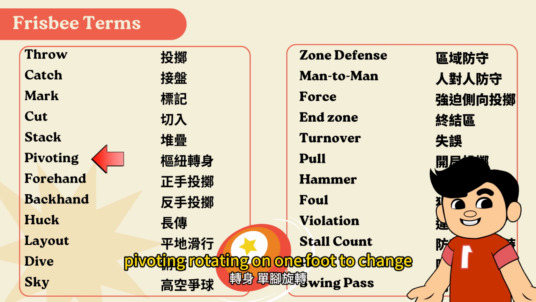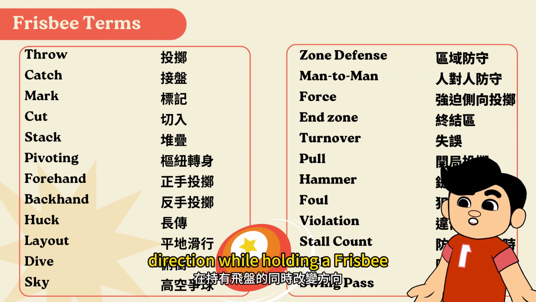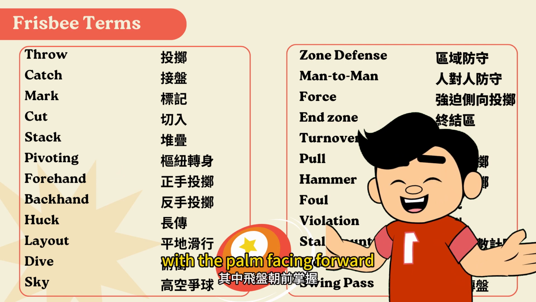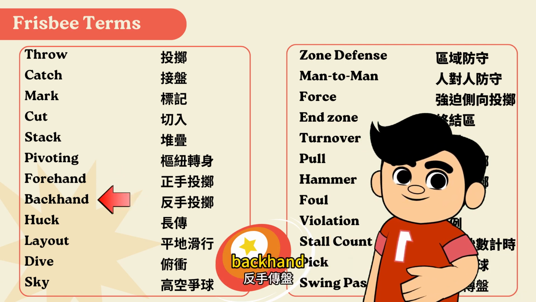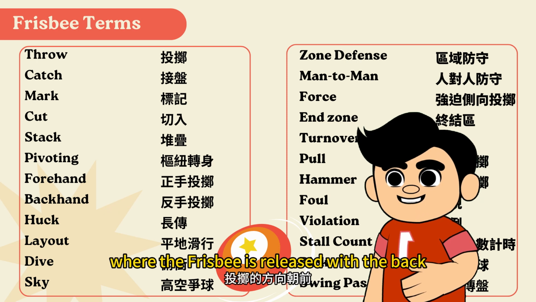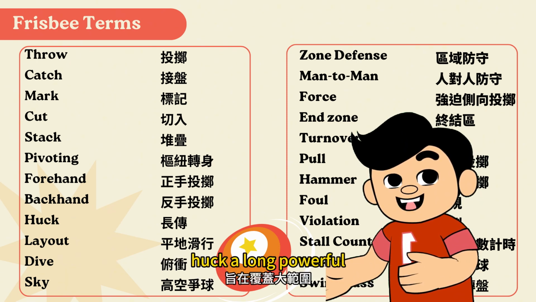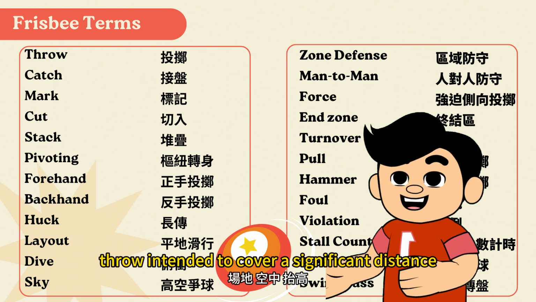Pivoting: rotating on one foot to change direction while holding the Frisbee. Forehand: a throwing technique where the Frisbee is released with the palm facing forward. Backhand: a throwing technique where the Frisbee is released with the back of the hand facing forward. Huck: a long, powerful throw intended to cover a significant distance.